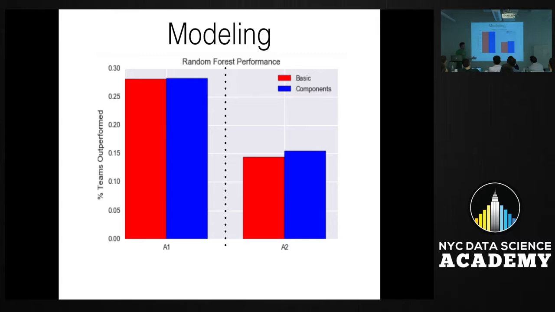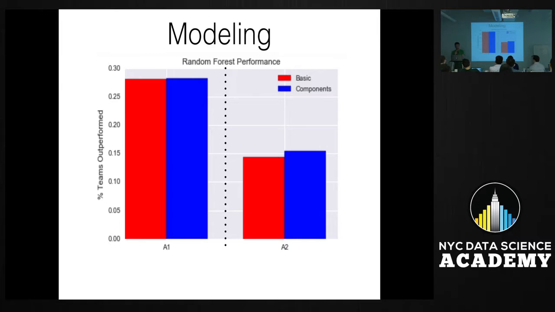This is for the random forest. These are two of the attempts we made, and we see a very similar thing here. Early on, components is just slightly outperforming basic. But then we changed the parameters that we were searching over, and again, A2 was given a lot more computational resources than A1 was, and it performed significantly worse. So that was another very confusing sort of experience we had.